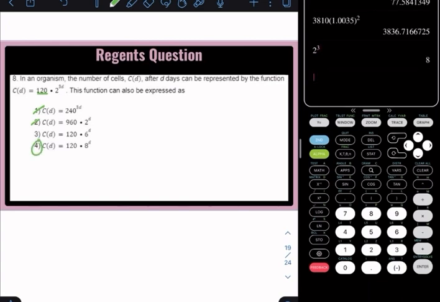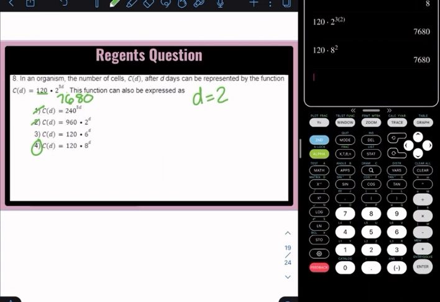But let's see if we make D equal to 2. If you put 120 times 2 raised to 3, instead of D, you're going to put 2. You would get 7,680. And if you try all the answer choices, let's just see the last one. Make it times 8. Instead of D, we're going to put 2, and that would be equivalent. So that's why it's answer D.